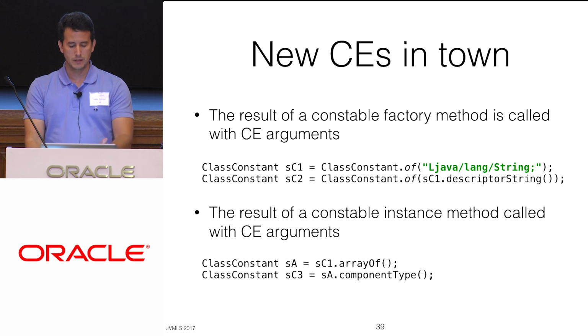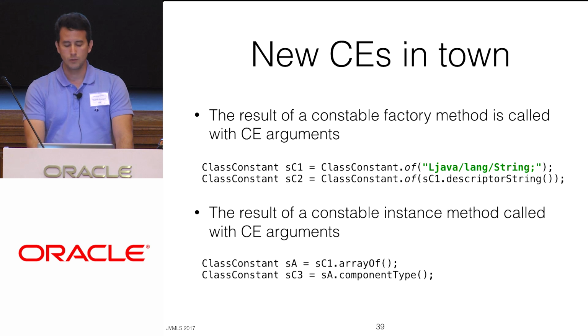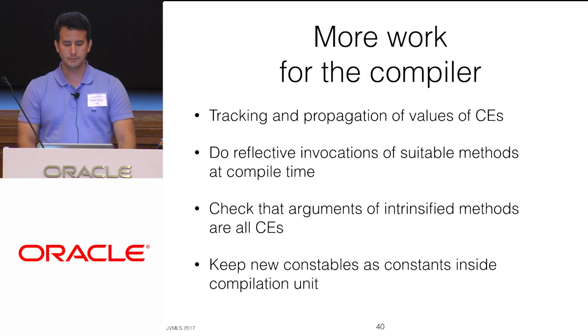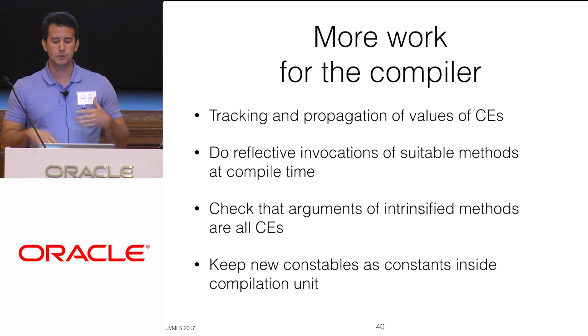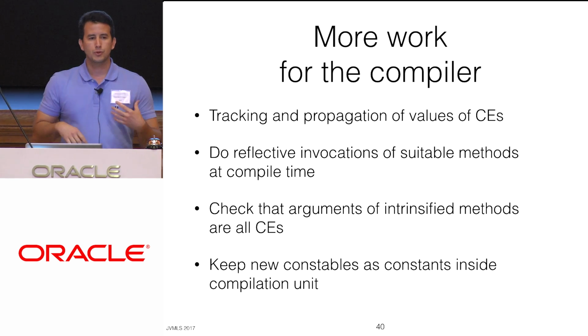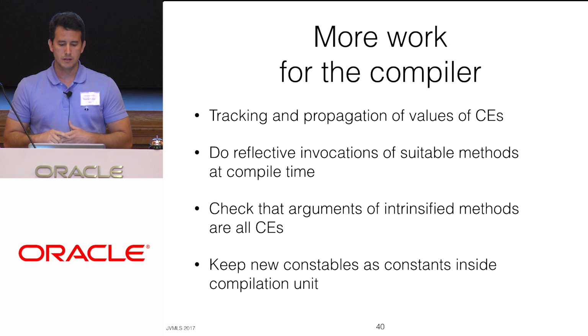For example, in the second example, we have the same class constant we just created, and we can create an array of it, and that would also be another constant. Or we can get a component if it is an array, and that component will also be a constant. Of course, this means more work for the compiler. The compiler has to do more checks. You have to track and propagate all those new constant expressions.